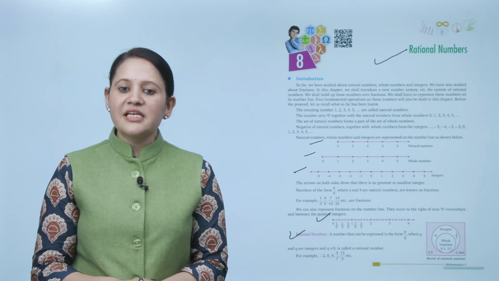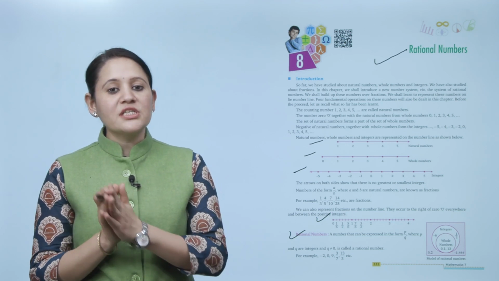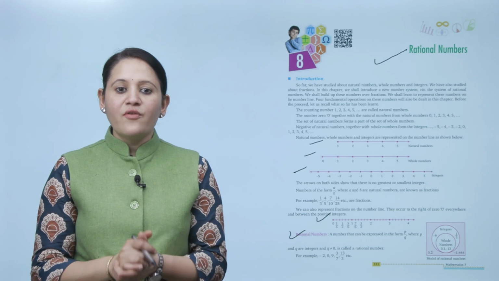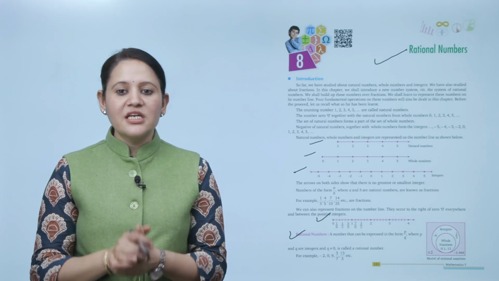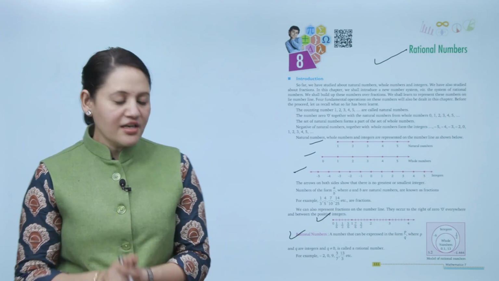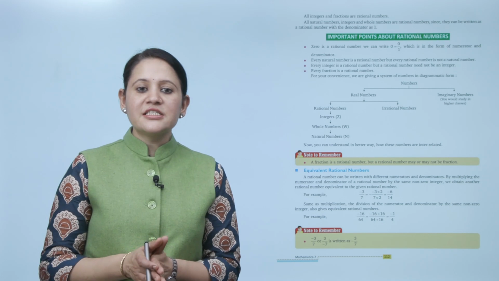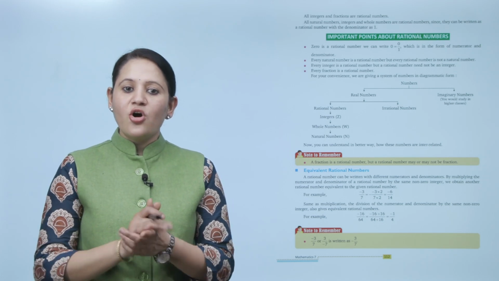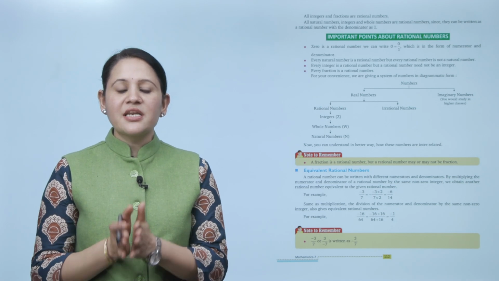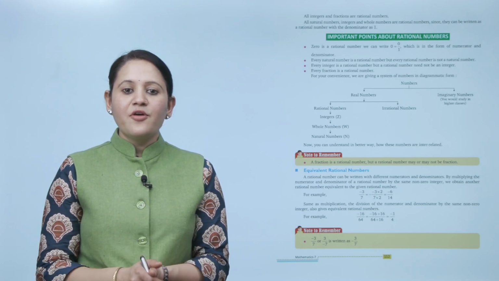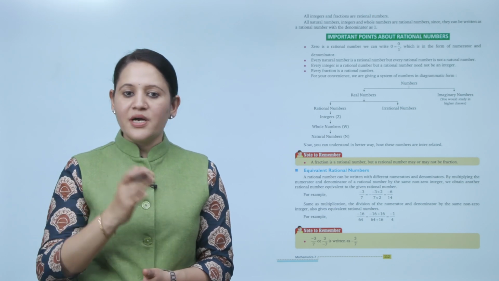A number that can be expressed in the form p by q, where p and q are integers and q is not equal to 0, is called a rational number. For example, minus 2, 0, 9, 3 by 7, 13 upon 3, etc. All these are rational numbers. All integers and fractions are rational numbers. All natural numbers, integers and whole numbers are rational numbers, since they can be written as rational numbers with the denominator as 1, like 2. So we can write it as 2 by 1.